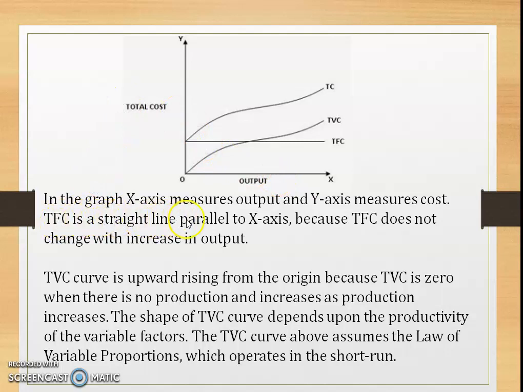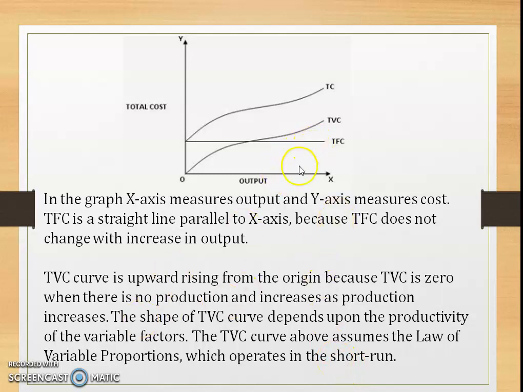The TFC is a straight line parallel to the x-axis because TFC doesn't change with an increase in output, because as far as the short run cost function is concerned, this remains unchanged. So the TVC curve is upward rising from the origin because TVC is 0 when there is no production, right? And increasing as production increases. The shape of the TVC curve depends upon the productivity of the variable factors. The TVC curve above assumes the law of variable proportions, right, which operates in the short run.